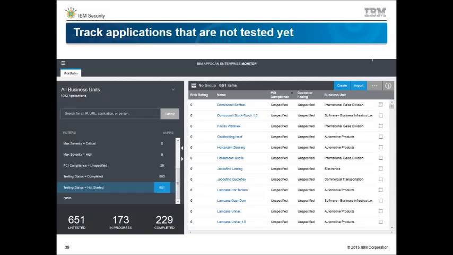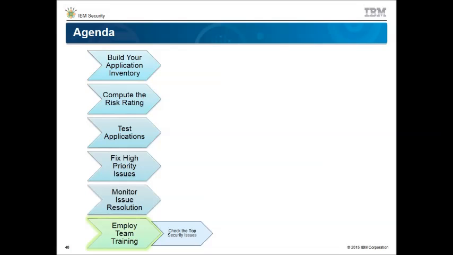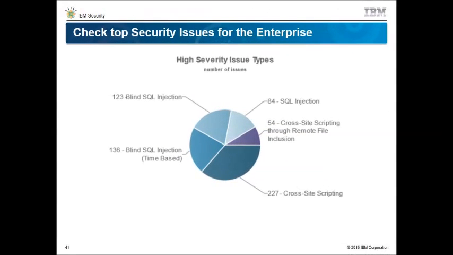This is the way that you will be able to track the testing status for the applications that are not tested. I'm in the portfolio screen and I see the applications that haven't been tested. And finally, the last thing is how you employ team training. Well, if you look at the dashboard, there is a top issue types chart, and the whole purpose of that chart is to give you the top issues that are found in your organization, so that maybe, if you have a lot of process fitting, you can do some training of your devs around that.